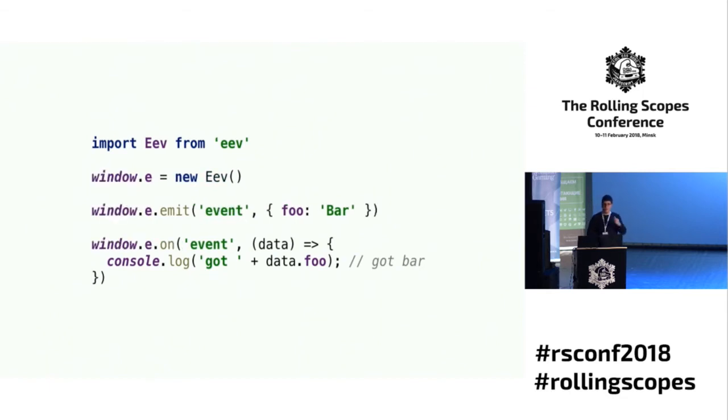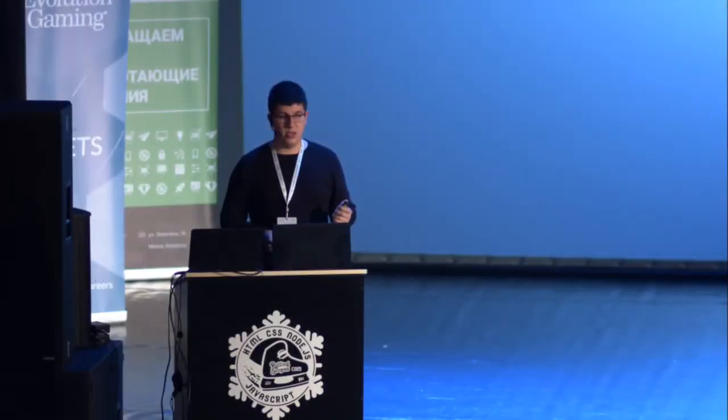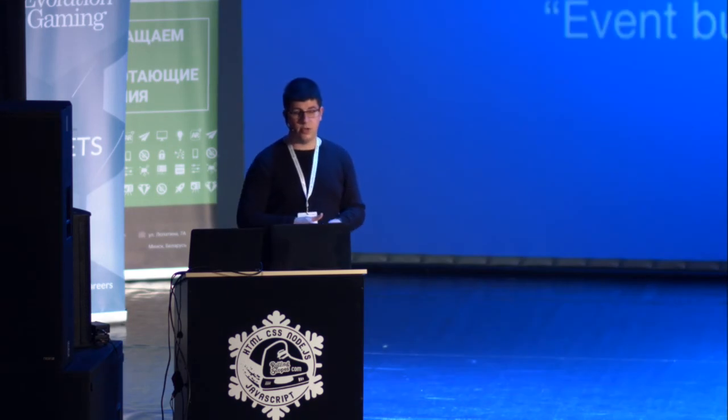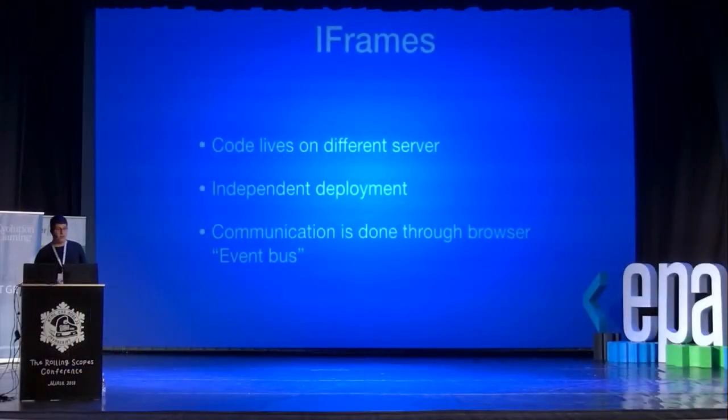Pretty simple. And if you want to share the instance of the event bus service, I recommend just putting that inside the window object like this. So you will always have your window.e instance of the event bus there, and you can use that in any service that you put there. So this is one way of implementing the micro frontends. Let's go to the next one, the iframes.